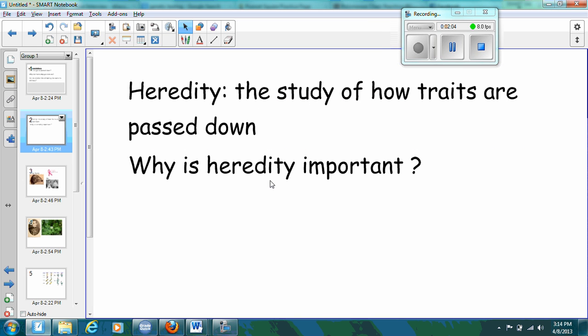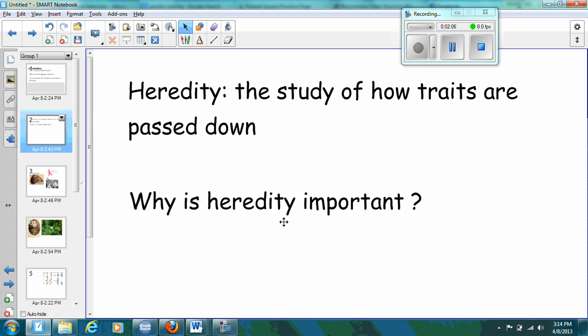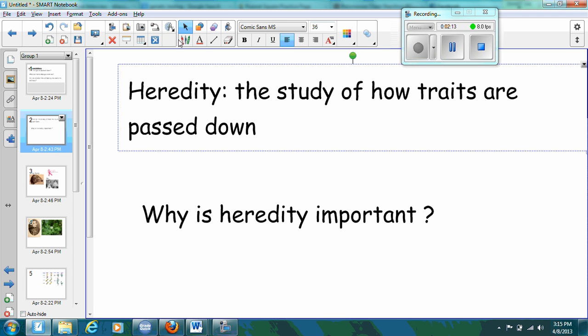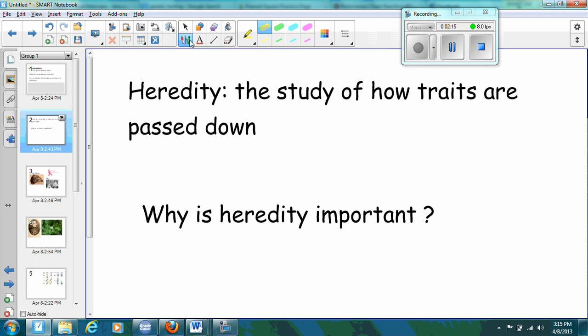Why is heredity important? There's a lot of reasons why heredity is important. And you don't need to be writing down the answers to these questions. You just need to be kind of writing down the definition. So heredity, I want you to highlight, I want you to write this. Make sure you do this one, heredity, okay? But you don't need this one. This one you do not need, okay?